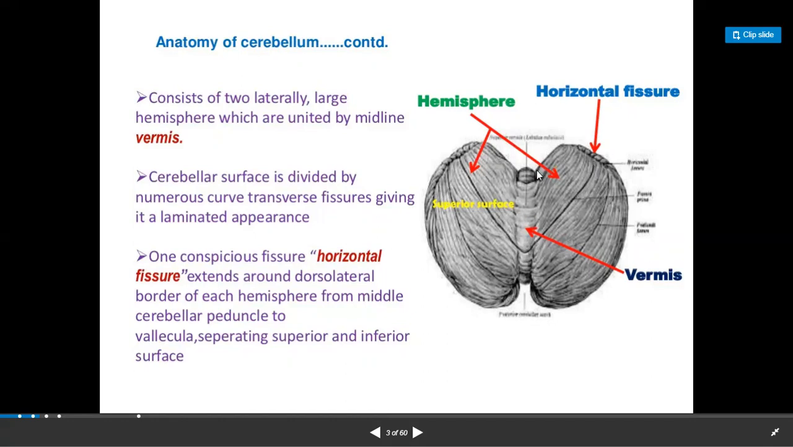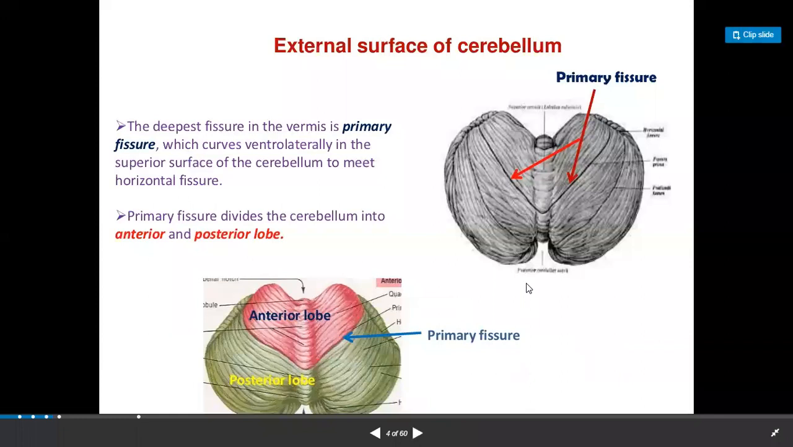Now see here. Vallicula, I will tell you, these are the names which are given to the subdivisions of the vermis. Basically, this horizontal fissure, which is moving up to the middle cerebellar peduncle to the vallicula, separates the cerebellum into the superior surface and inferior surface. That means when the cerebellum is viewed from the top, you call it the superior surface. When it is viewed from the bottom, you call it the inferior surface.